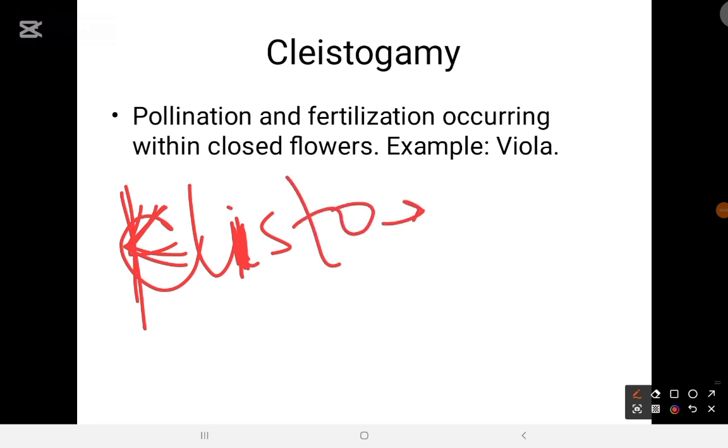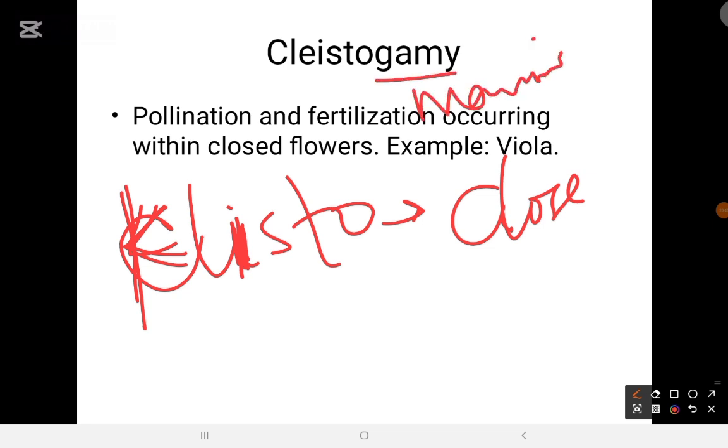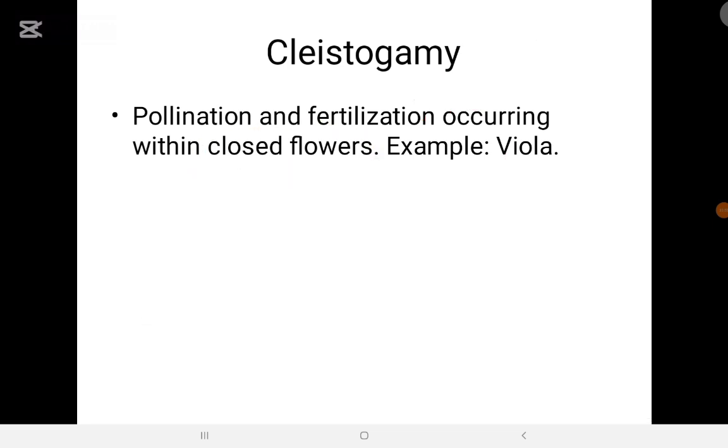Closed. And I told you gami means marriage. So what does that mean? Literally closed marriage. Is that okay? What that means is pollination or fertilization that is occurring within closed flowers. So that is a form of self pollination. Do you understand? So the flowers do not open at all.